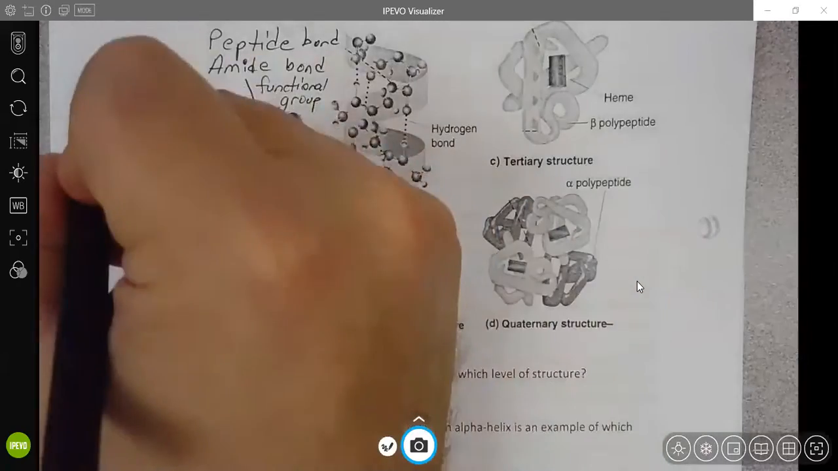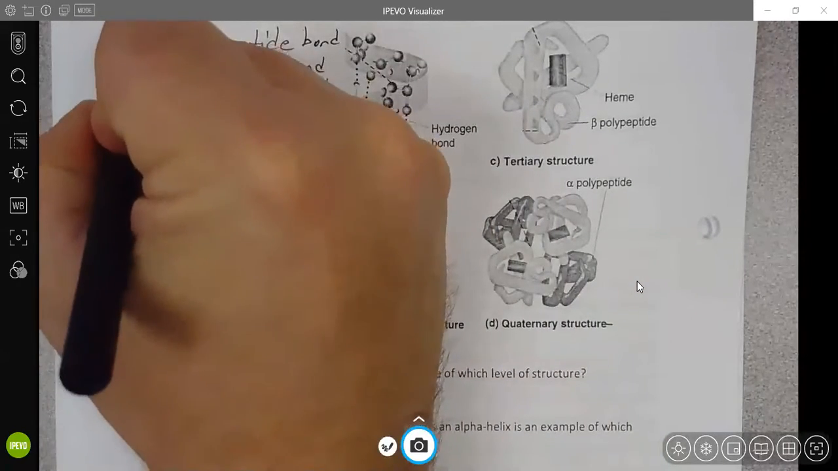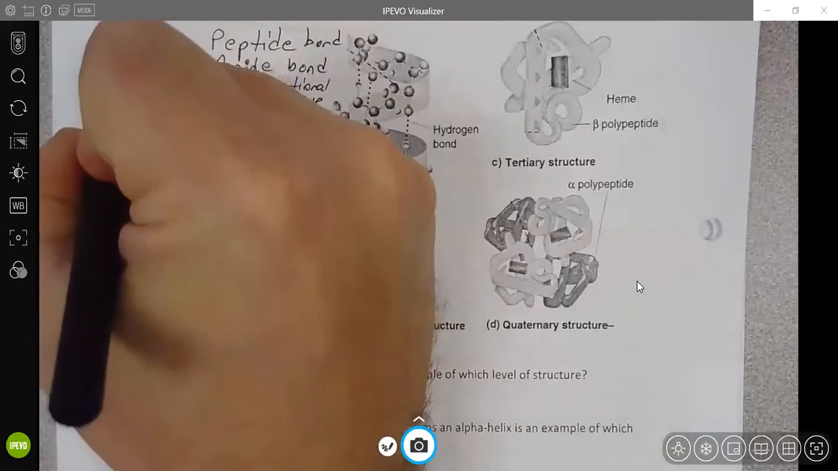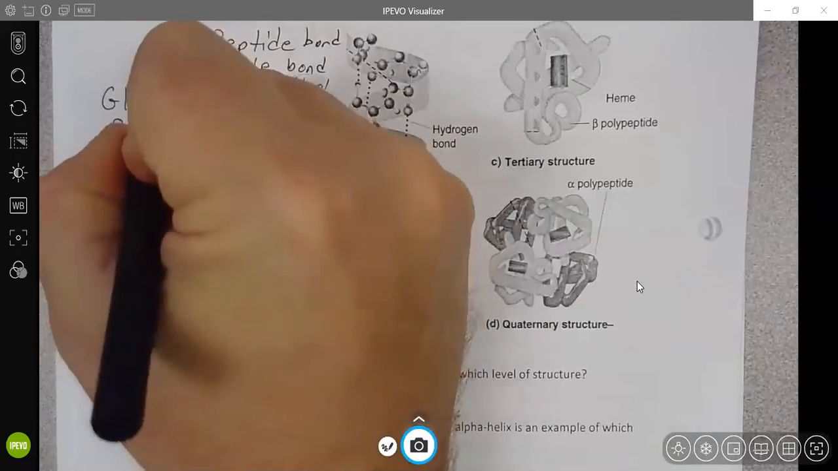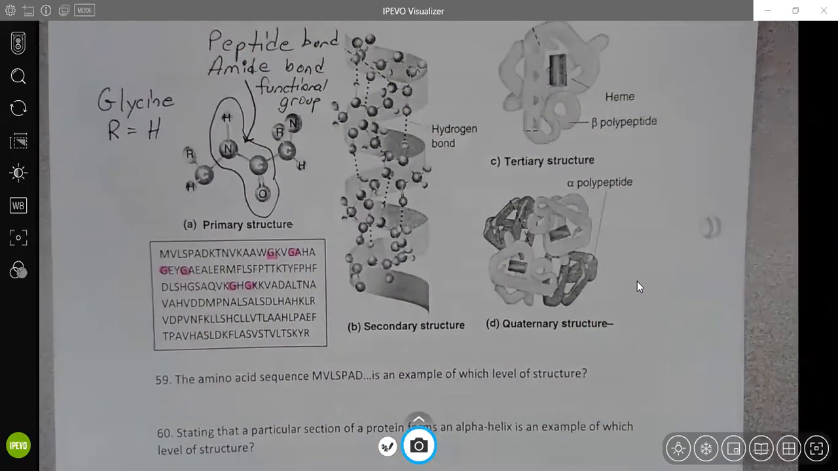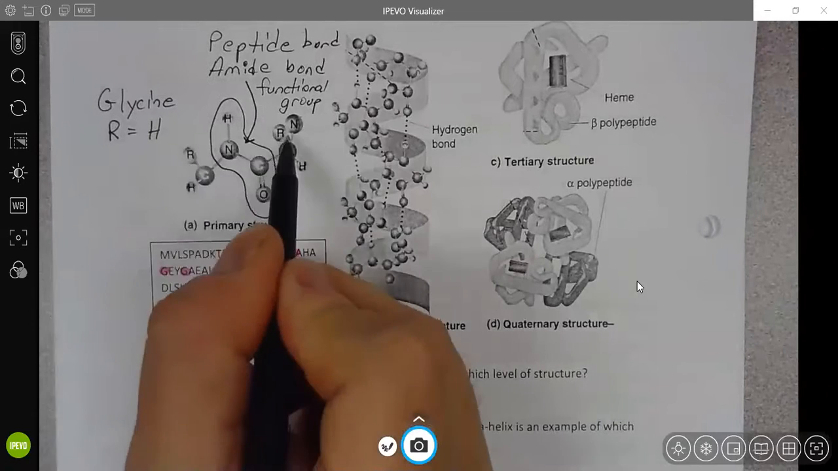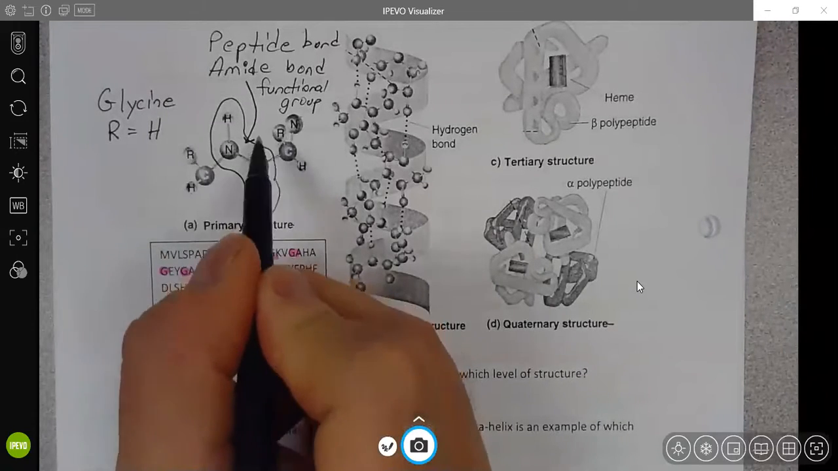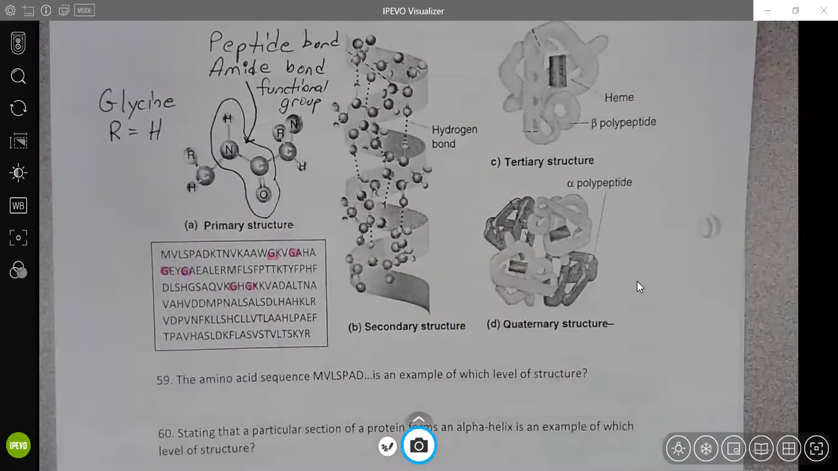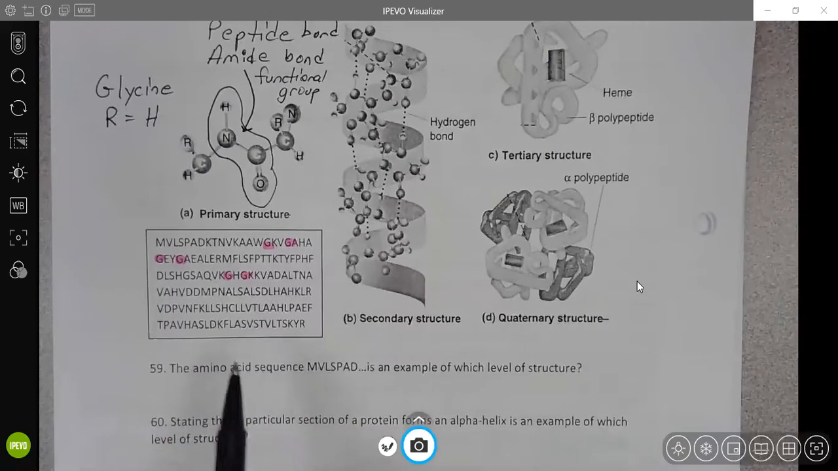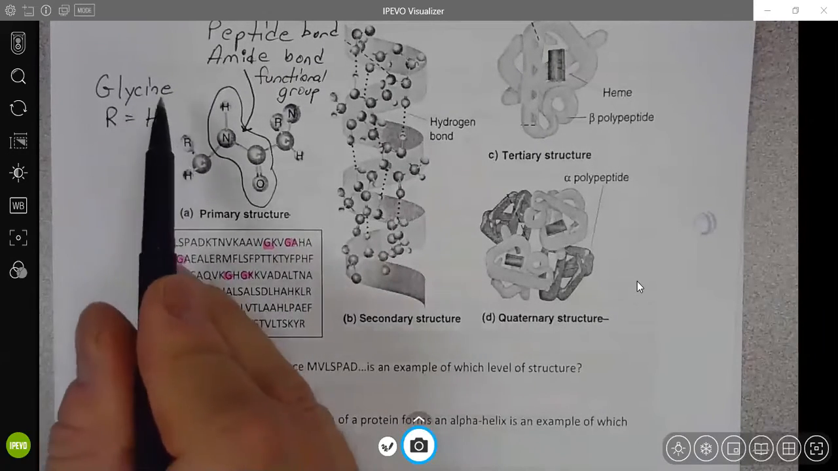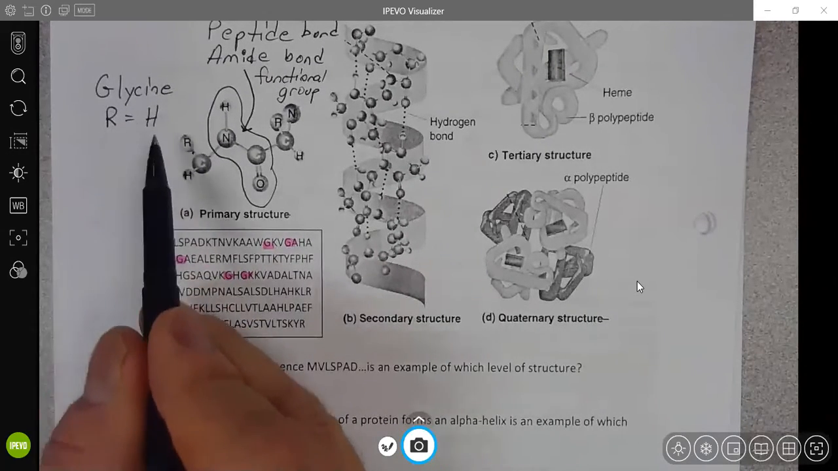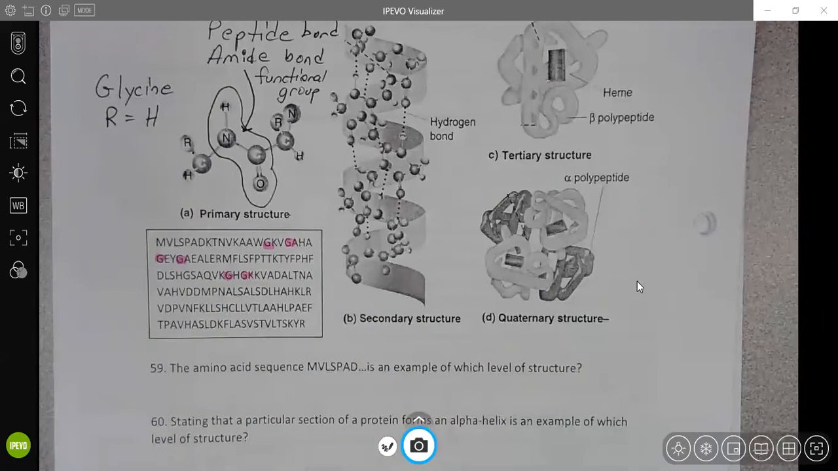And for glycine, again, you don't have to know this. The R for glycine is just a hydrogen atom. And so if these were both glycines, these R's here and here would both be hydrogens. But all of these different amino acids will have different groups here as the R group instead of a hydrogen.